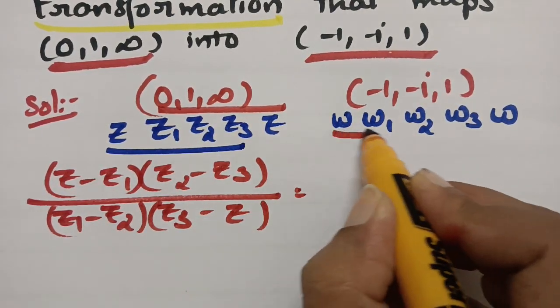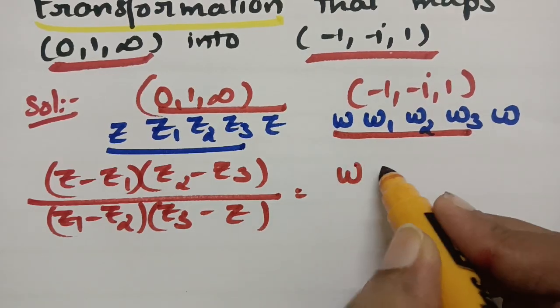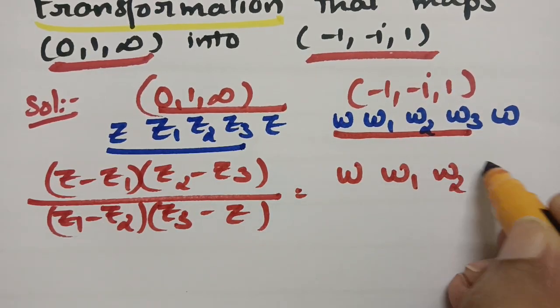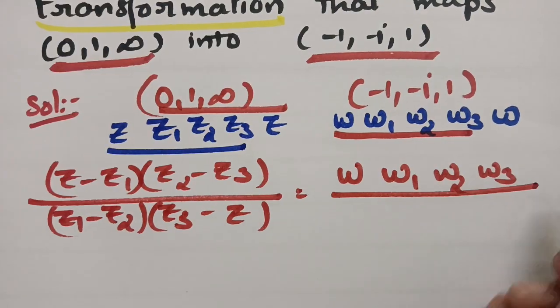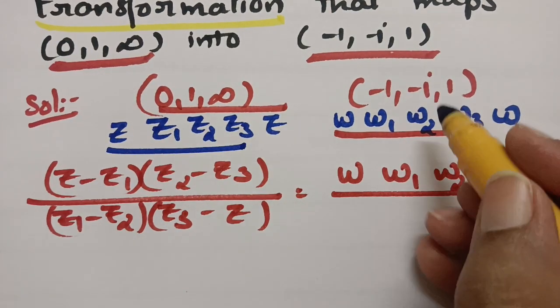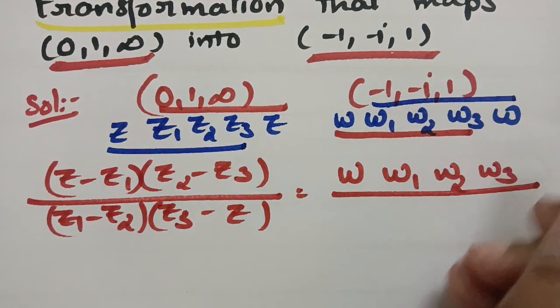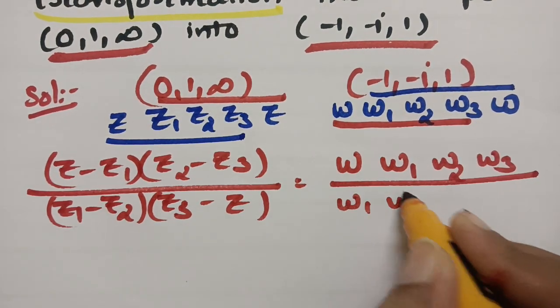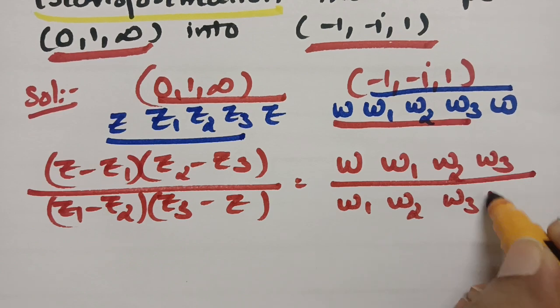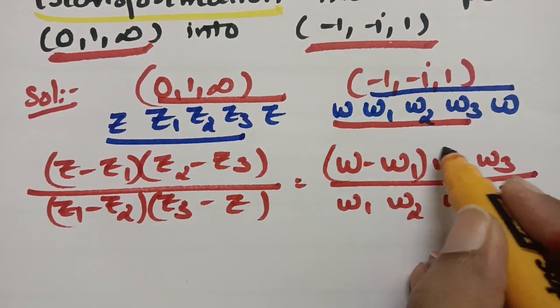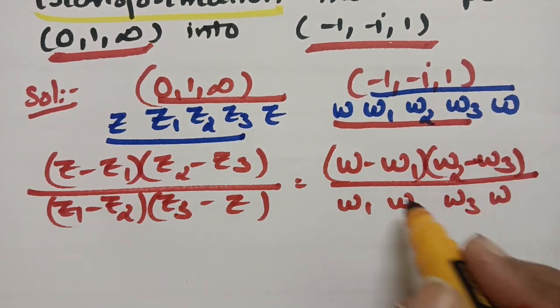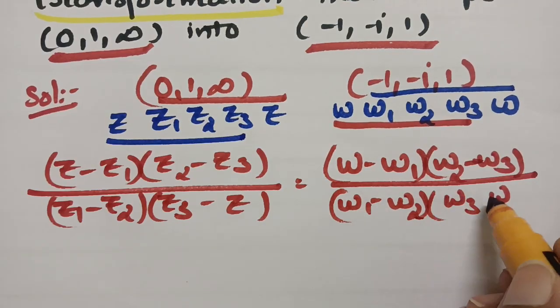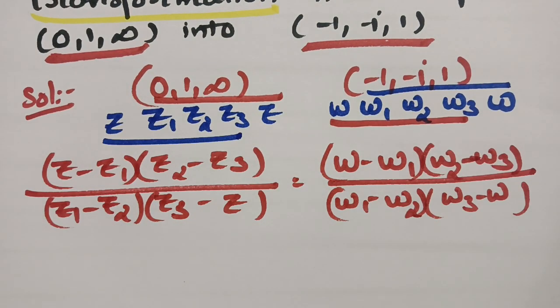Similarly, first I'm taking these four points: w, w1, w2, w3, and later I'm considering these four points: starting from w1, then w2, w3 and w. This is how we have to remember the formula. It is so simple. You also practice and learn, and definitely you will get the solution.